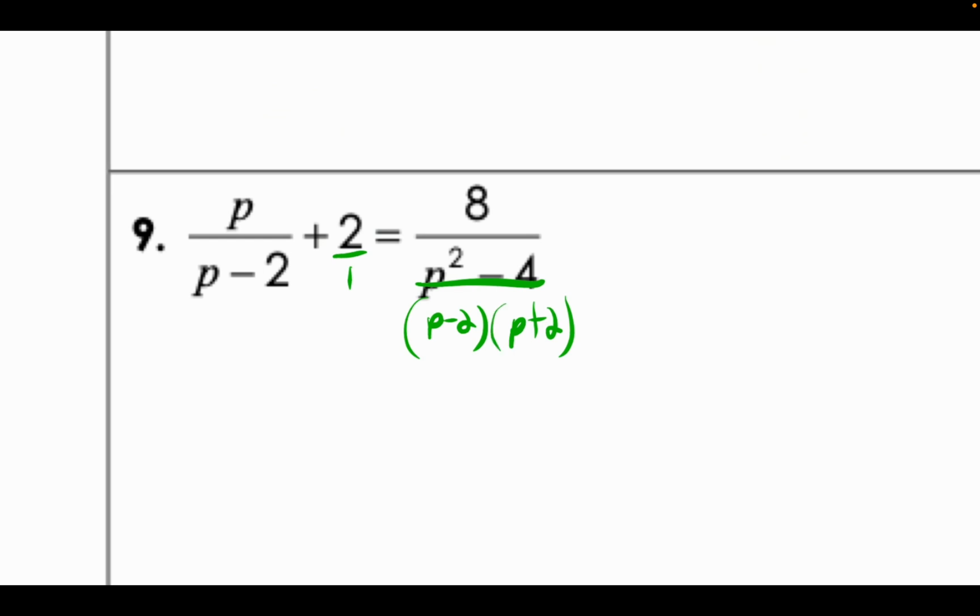And so now we can more easily tell that our least common denominator would be p minus 2 and p plus 2 because this already has the p minus 2. This doesn't have anything other than a 1, and this one has both of those factors. So we're going to multiply each individual fraction, or the entire thing, however you want to think about it, by p minus 2 and p plus 2.